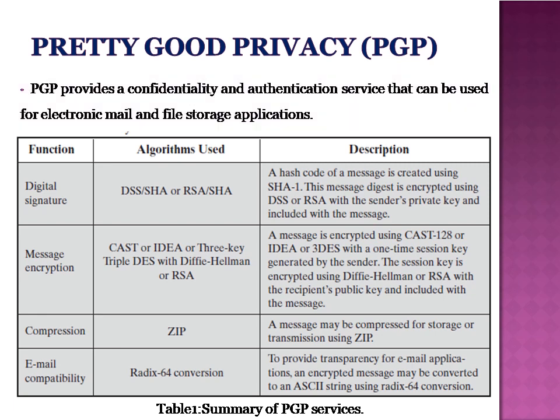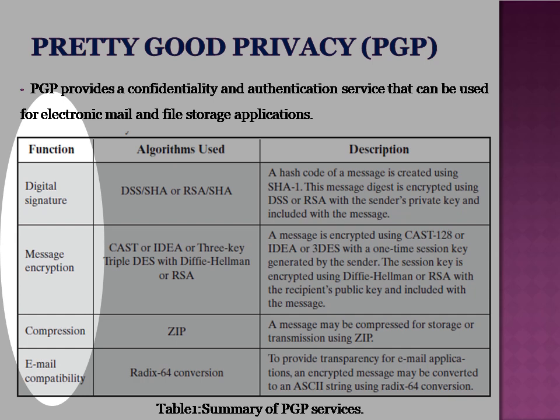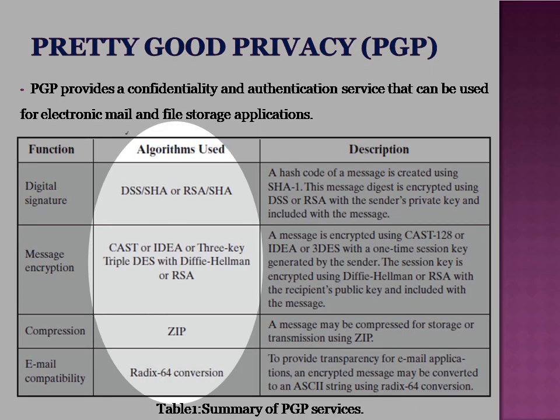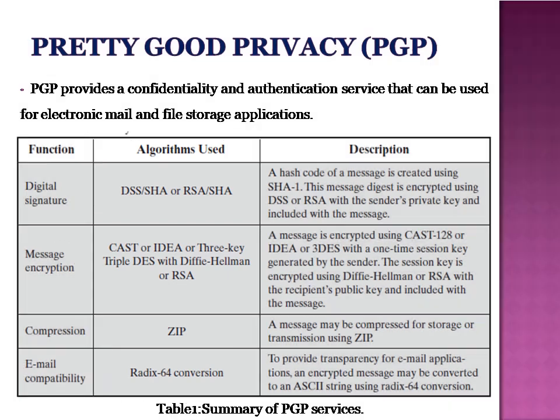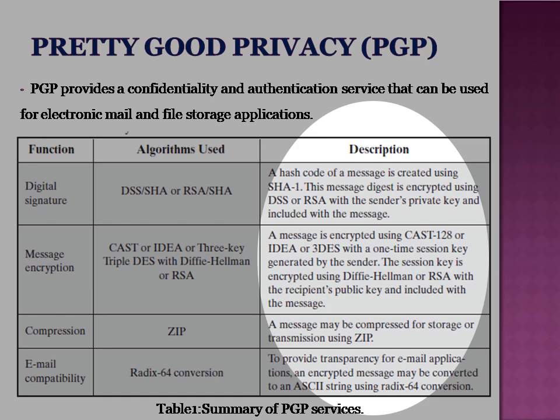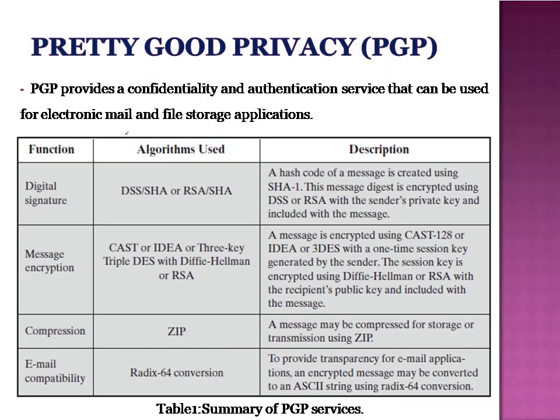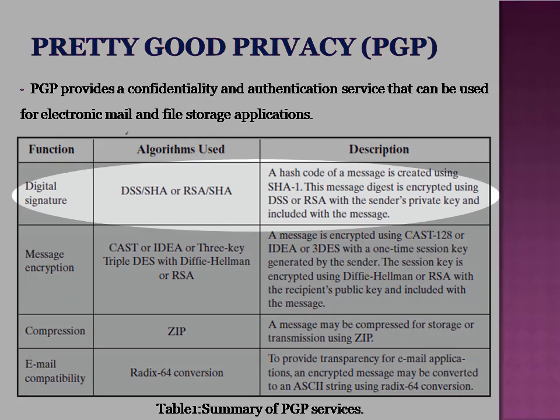Next we have a table here which shows the services which are provided by PGP. As you can see in this table, we have 3 columns where the first column represents the function or service which is provided by PGP. The second column represents the algorithms used to implement each service, and the third column gives the description about the services. To give an example, the first function provided by PGP is digital signature.